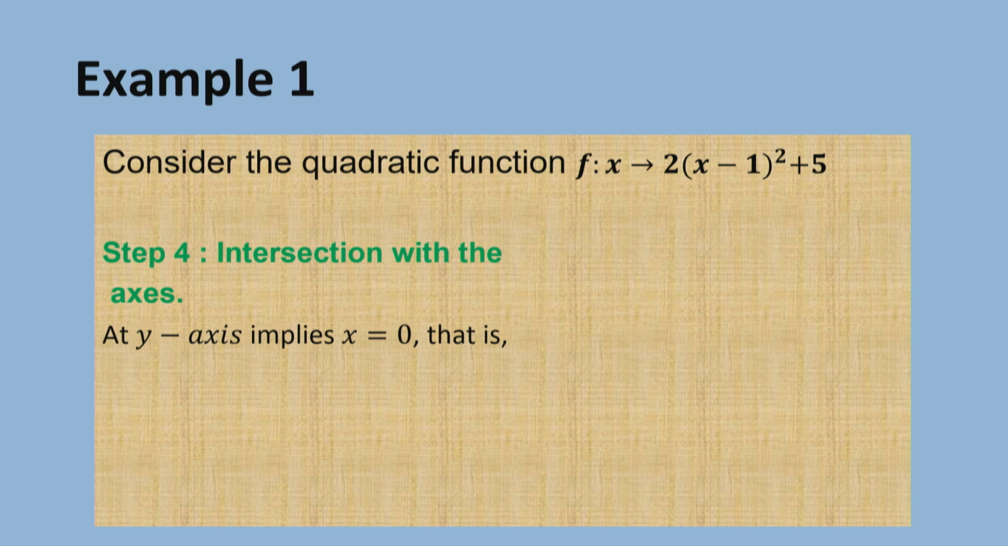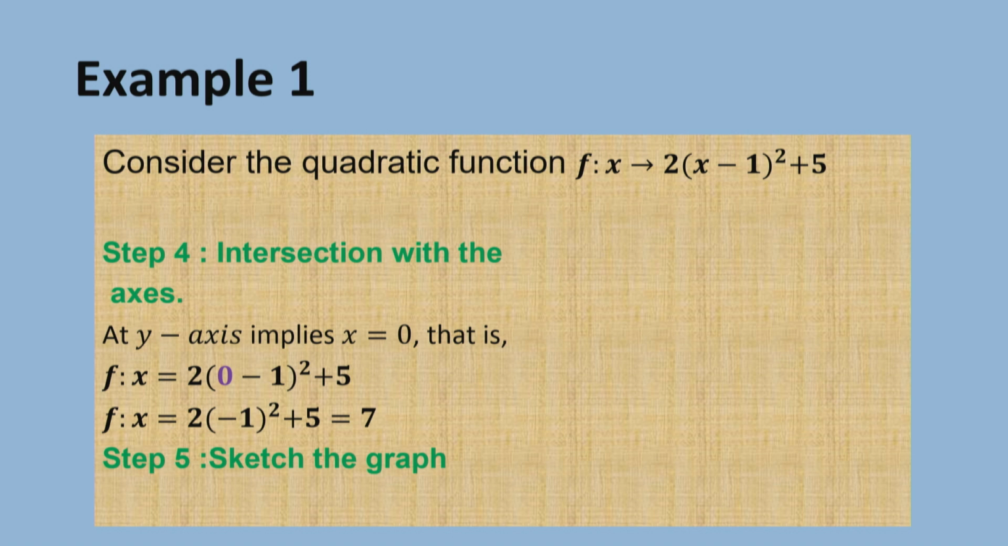So, how do we do that? Well, you just need to replace the value of x with 0. So, that will be f of x equal to 2 bracket 0 minus 1 to the square plus 5. So that will be 2 bracket minus 1 to the square plus 5, which is equal to 7. So now we can do a proper sketch.